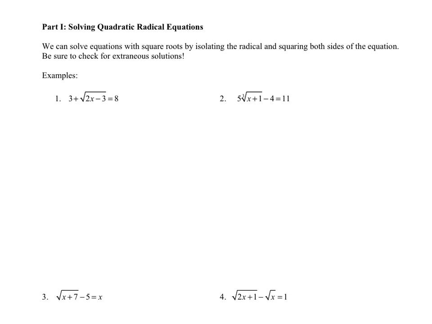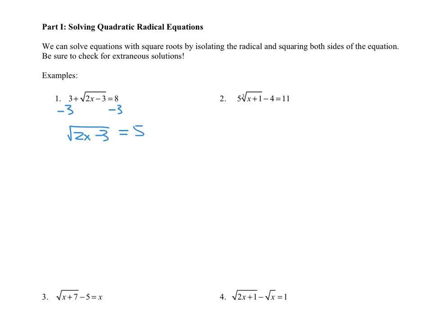In this video, we will be solving radical equations. To do that, we first want to isolate our radical. So we're going to get it all by itself. In the first problem, we're going to subtract 3 from both sides. And we get the square root of 2x minus 3 equals 5.